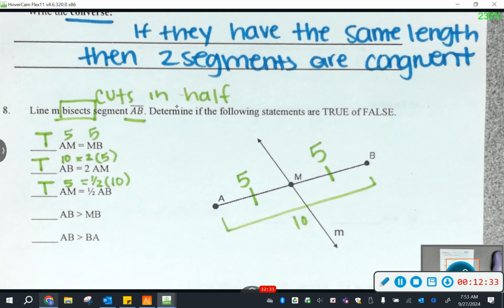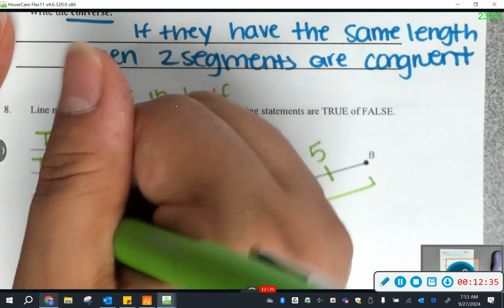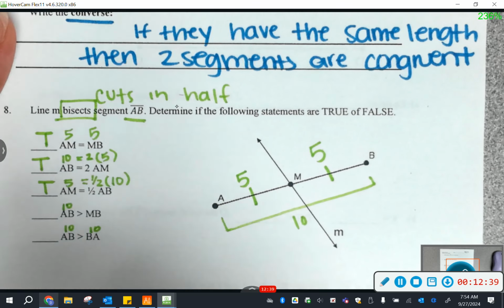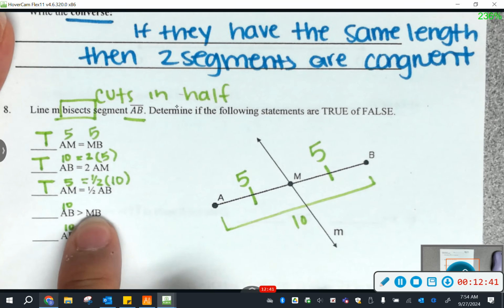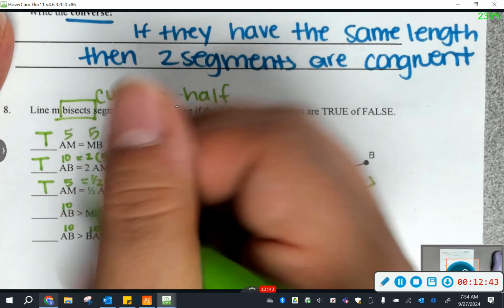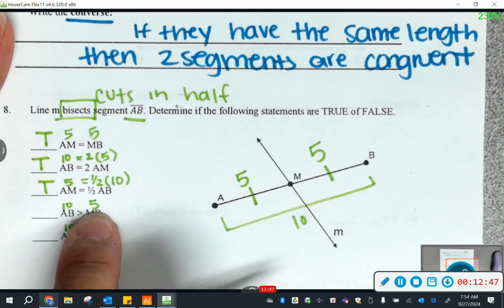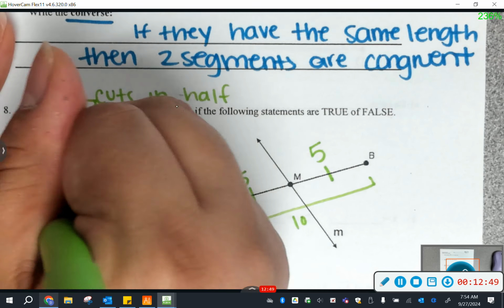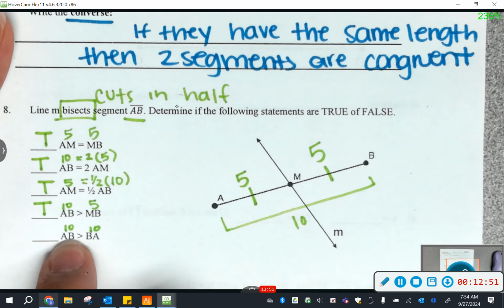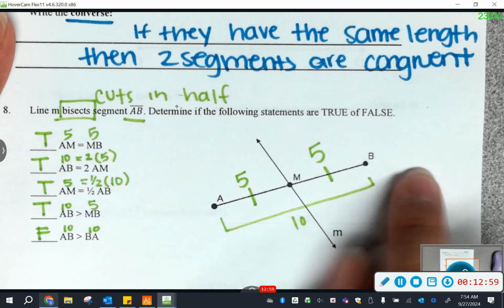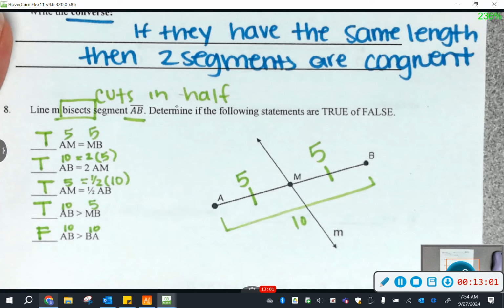What's AB? I'm going to put a 10 everywhere I see AB, right off the bat. And what's MB? Is 10 bigger than 5? Yeah, true. What about this one? Is 10 bigger than 10? No, that's false. AB and BA are the same thing. One's not bigger than the other.